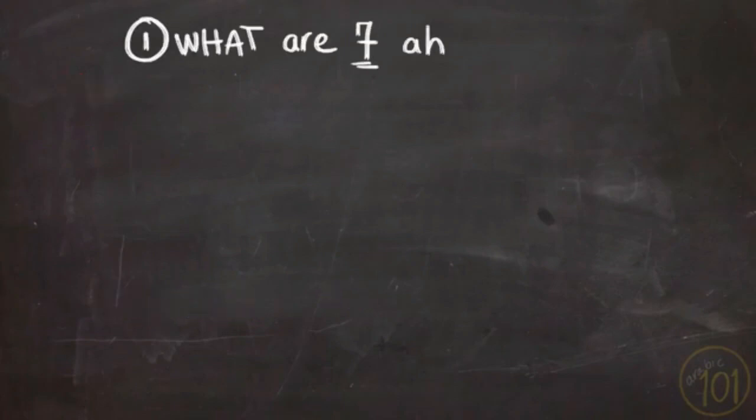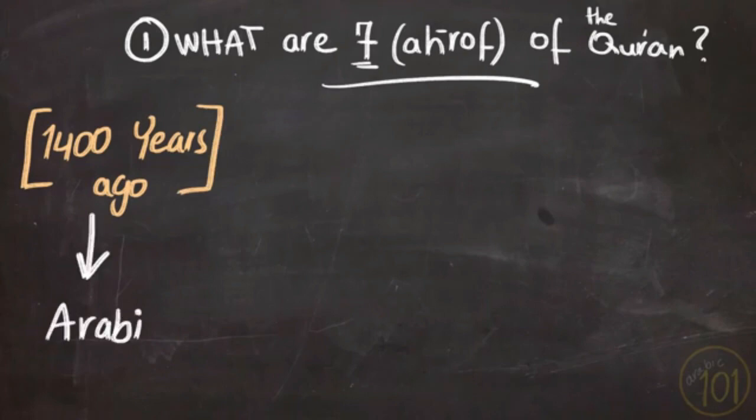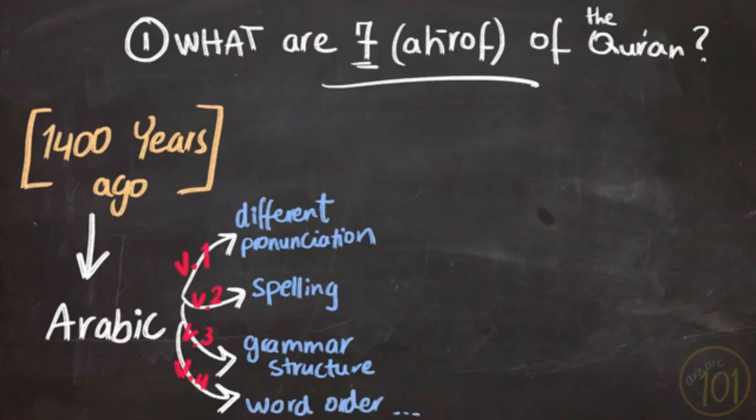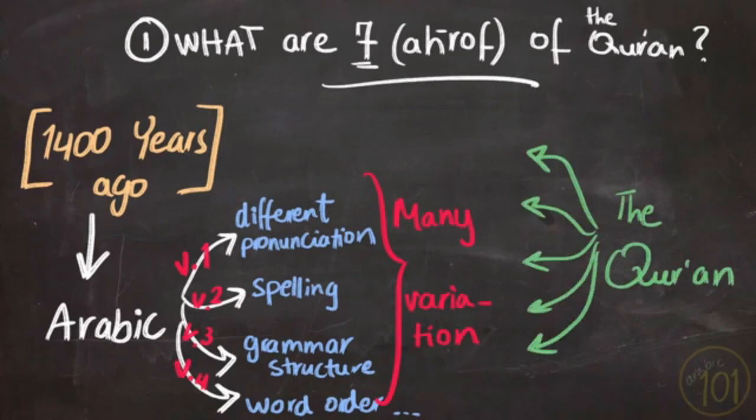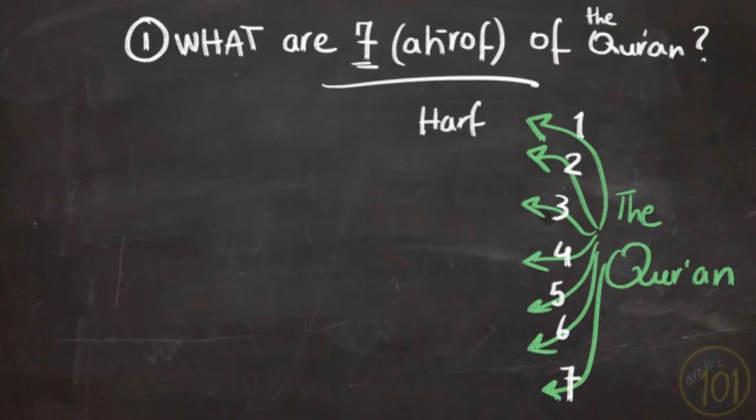What are the 7 Ahruf of Quran, and what does even harf mean? At the time of the revelation of the Holy Quran, there were many different variations of the Arabic language. People used different pronunciations, and they spelled words differently, and sometimes the grammatical structure of the sentences had variations too. For this reason, the Holy Quran was not revealed in one variation, but in 7. Each of these variations is called harf.